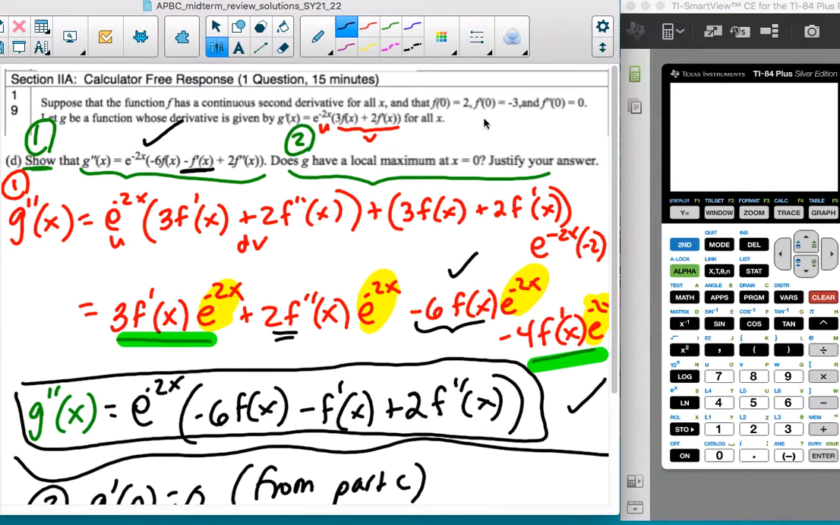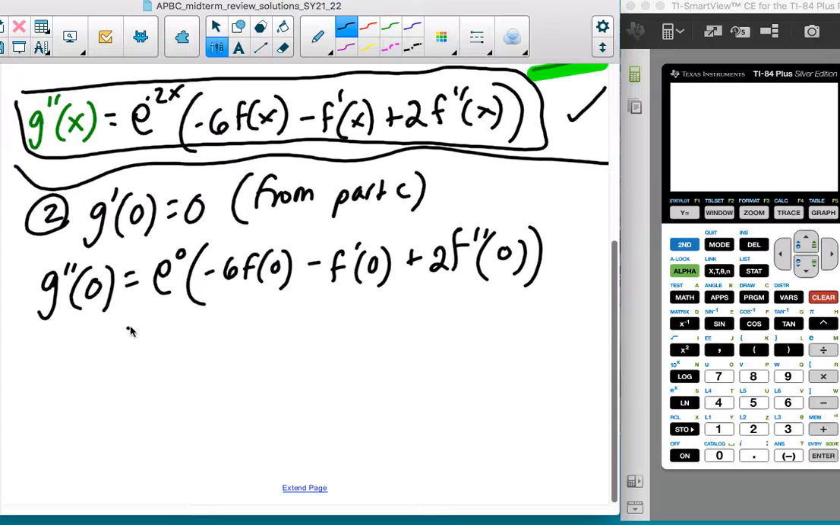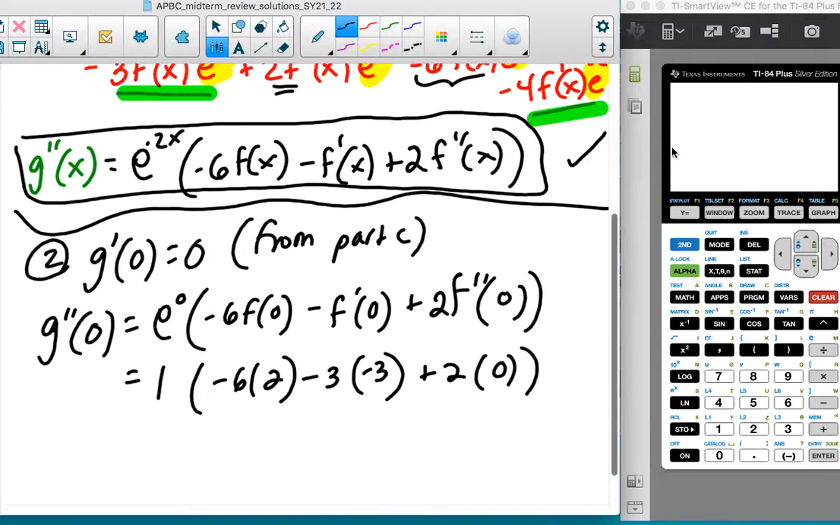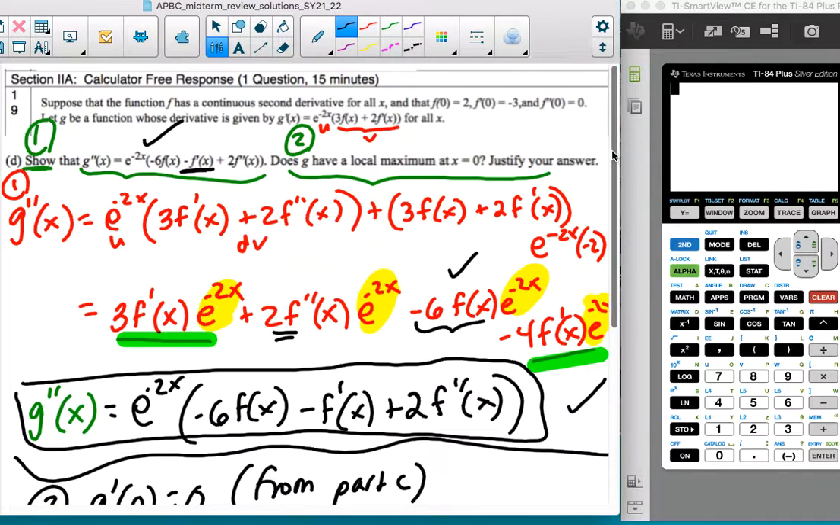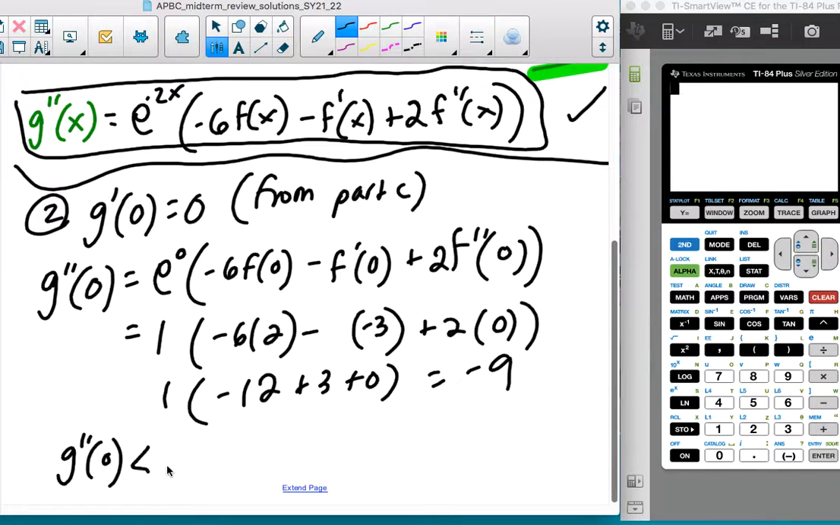If I scroll back up for a sec because I'm lazy, I have a 2, a negative 3, and a 0. So if I plug this stuff in, I'm going to get that this is 1 times negative 6 times 2 minus a 3 times a negative 3, and then plus a 2 times a 0. I think. Let's double check that I didn't do that wrong. Oh, sorry, there's no 3 there. Hang on, silly me. Oh, giant eraser. Hang on. There we go. Minus a negative 3. So when we clean this up, I get a 1 times negative 12 plus 3 plus 0. So I get a negative 9, meaning that g double prime of 0 is less than 0.